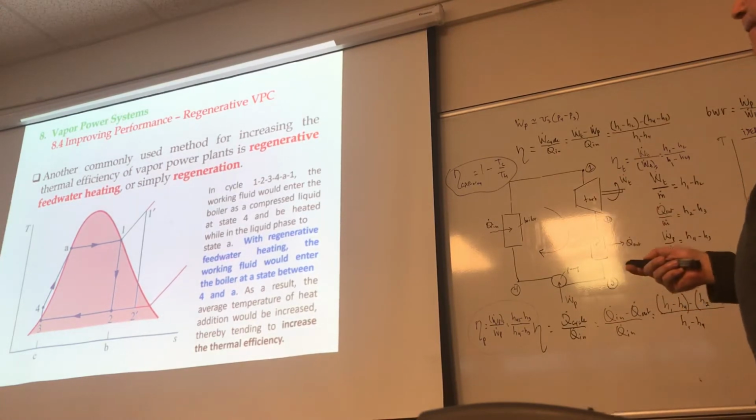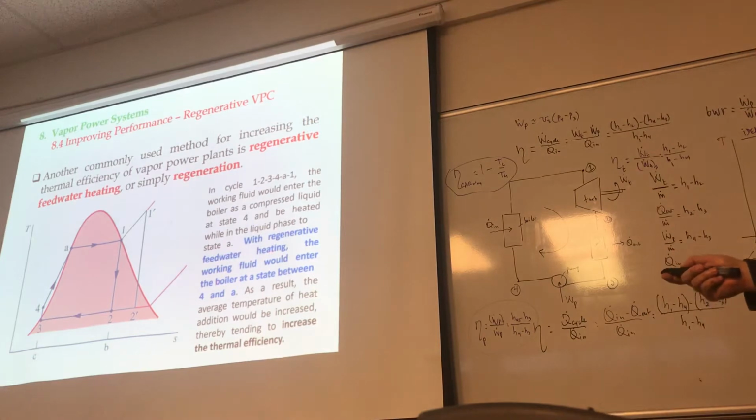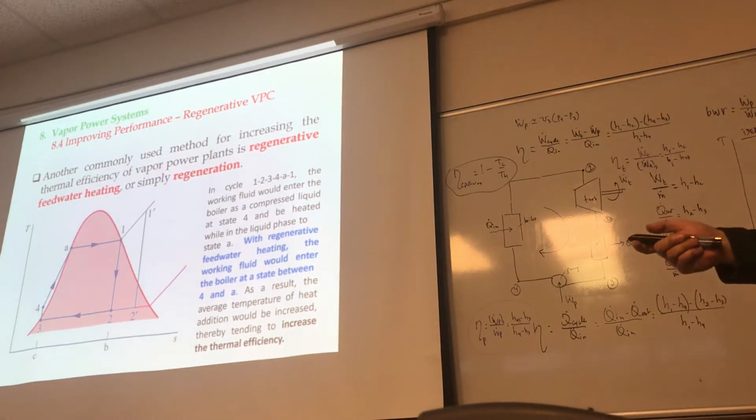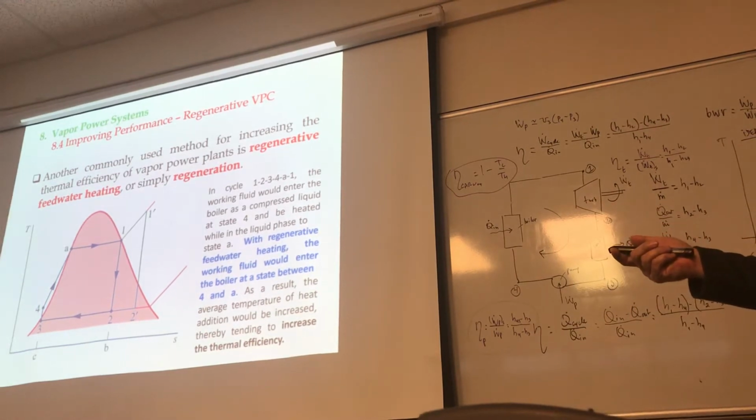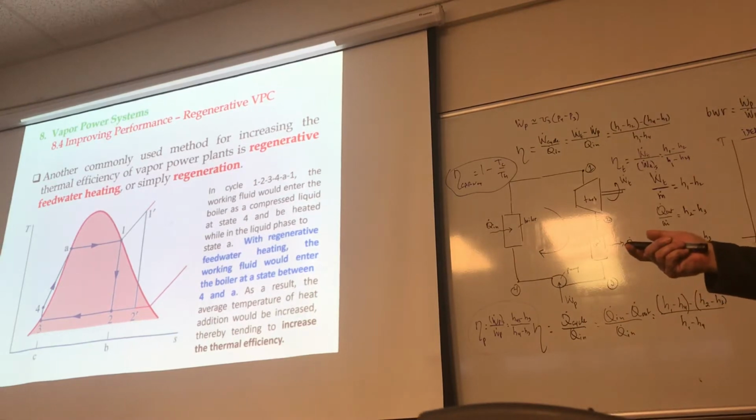With the regenerative vapor or feed water heating, the working fluid would enter the boiler at a state between 4 and A. So they want to change this. Instead of entering at 4, you want to enter the boiler somewhere in between. And then you go like, okay, what's the deal? If you do that, what would happen to the average temperature of heat addition?